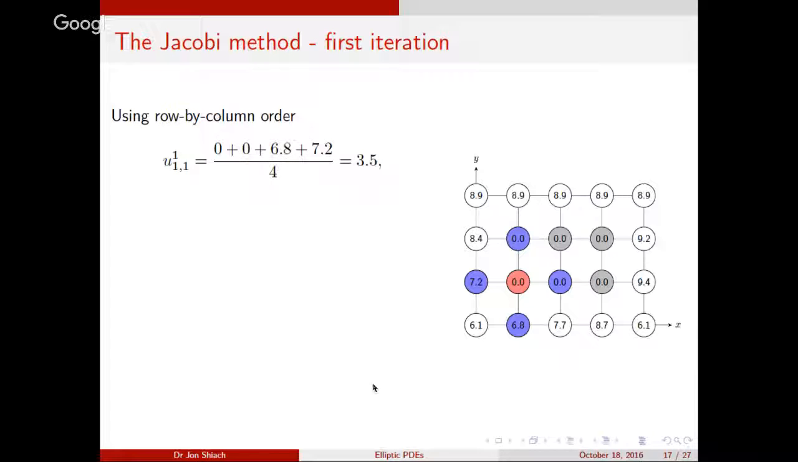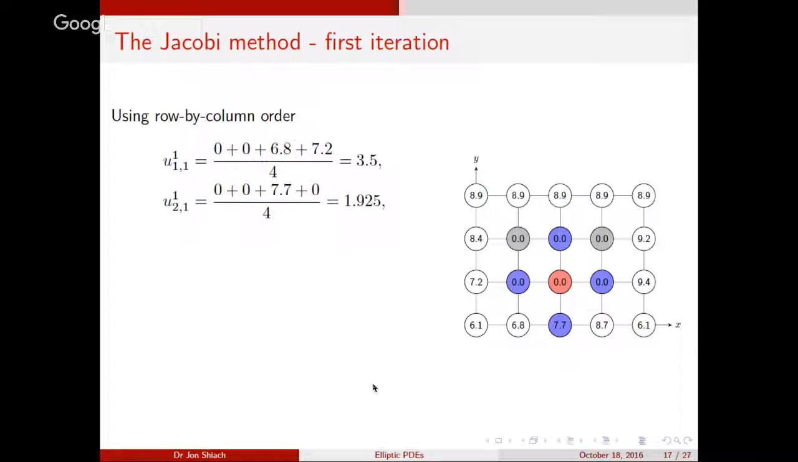Okay, so if I look at this node here, node 1, 1. If I sum the north, east, south, and west, going around, a couple of them are zeros already, so that makes it a bit easier. Divide by 4, and I get my next estimate of that value is 3.5. So the original estimate was 0. My next estimate is 3.5.